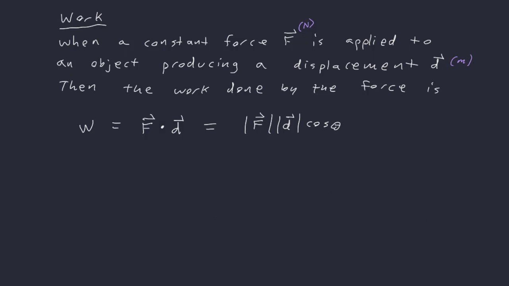So if we have our force acting on an object and it causes movement, a displacement, then the work done by this force is going to be just the dot product, F dot D, which if we know what the vectors look like, it's just going to be this. If we know what the magnitudes and the angle is, it's going to be this. And this, of course, is in joules, given what we have here.